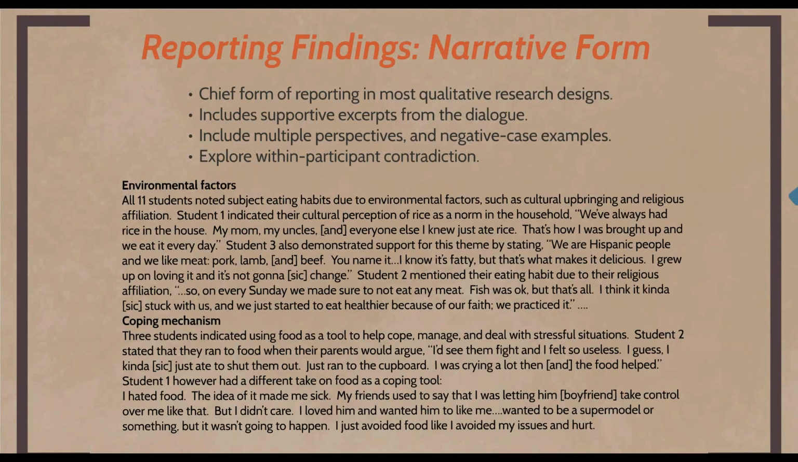However, student 1 had a different take on this. So that's your disproving case or negative case example. "I hated food. The idea of it made me sick. My friend used to say I was letting him," the boyfriend, so we can clarify, "take control." So you can see, rather than using it as a coping method for this one student, it was almost the enemy. And it almost made the entire theme stronger, because you can say, wow, most people will do this, but there's a couple people that we need to be aware that will do the opposite.